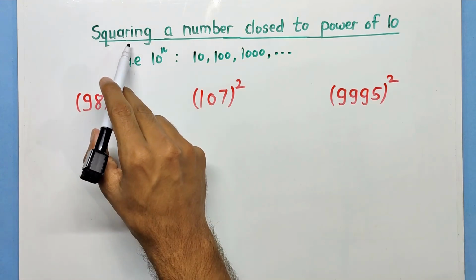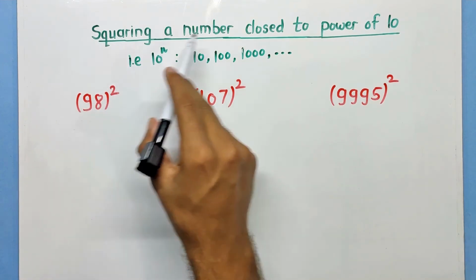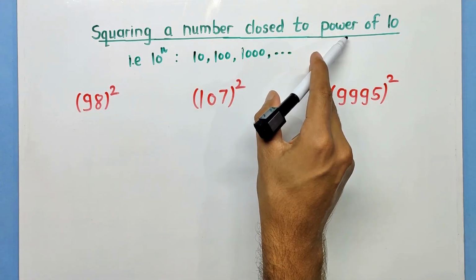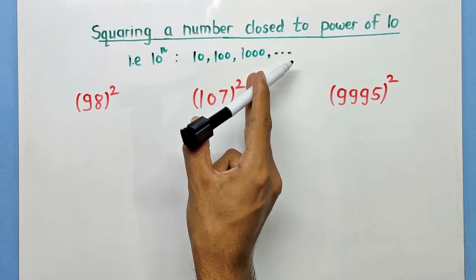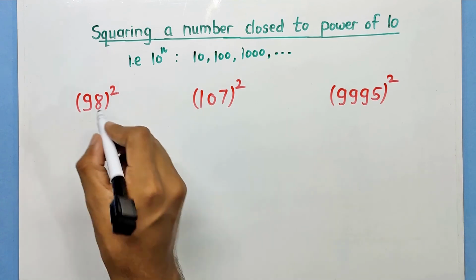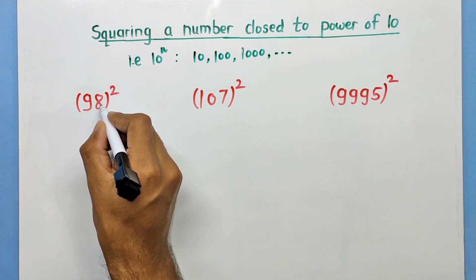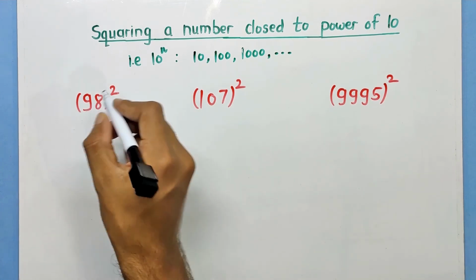Well, there is a quick way to find the square of a number which is close to a power of 10. That is, it is either close to 10, 100, 1000 and so on. So let's see how this method works. Let's find the square of 98 first. So this number is close to 100.